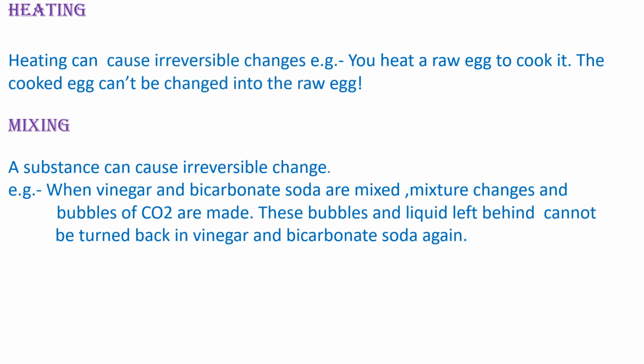Heating can cause an irreversible change. For example, if you heat a raw egg to cook it, the cooked egg cannot be changed back into a raw egg. In mixing, a substance can cause irreversible change. How? When vinegar and bicarbonate soda are mixed, the mixture changes and it forms bubbles of carbon dioxide. And these bubbles and liquid left behind cannot be turned back again into vinegar and bicarbonate soda.